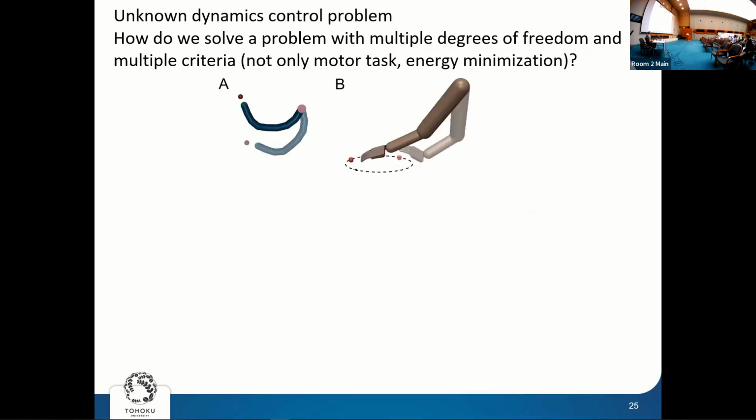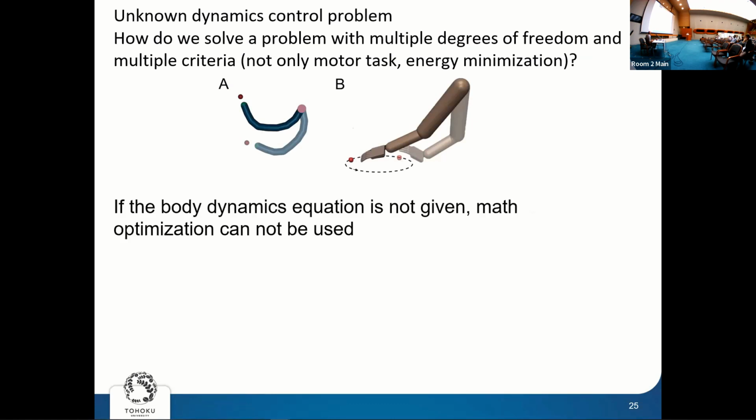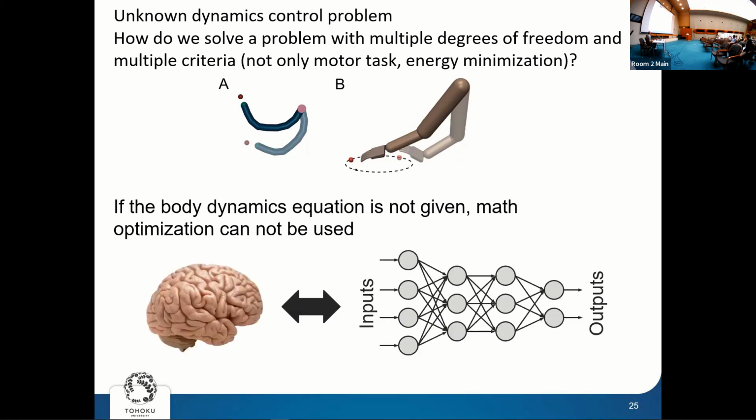So we decided to go for deep reinforcement learning. The reason is we need to optimize motor performance, but also energy effort. And in a highly redundant system, optimizing multiple objectives is challenging. So we decided to use reinforcement learning with trial and error, and also a neural network is nice to represent the input-output relationship. So we use these two together.